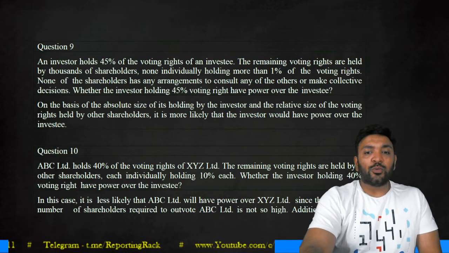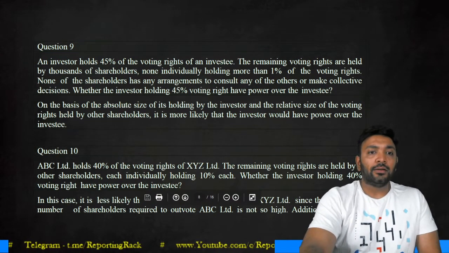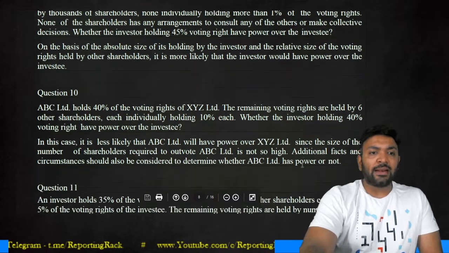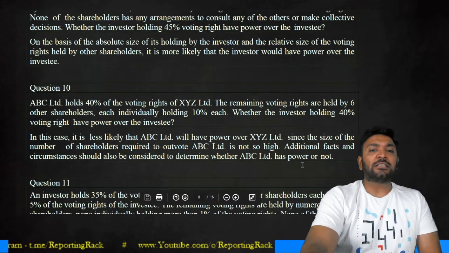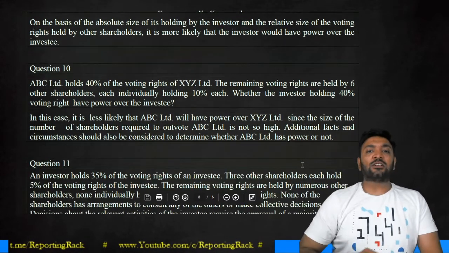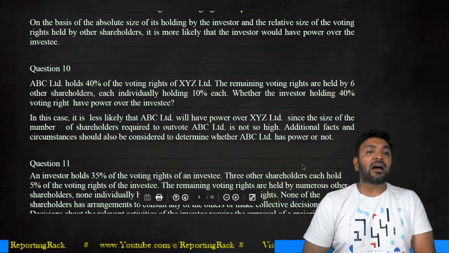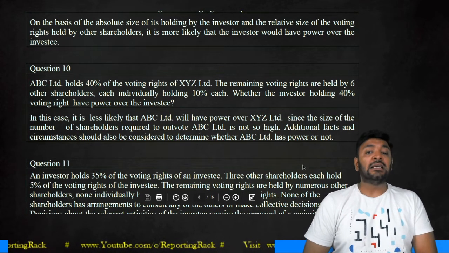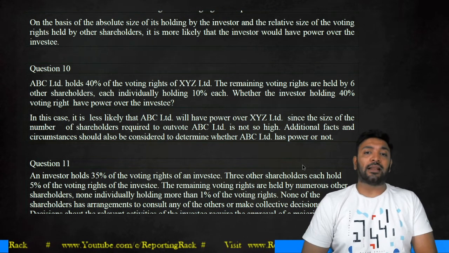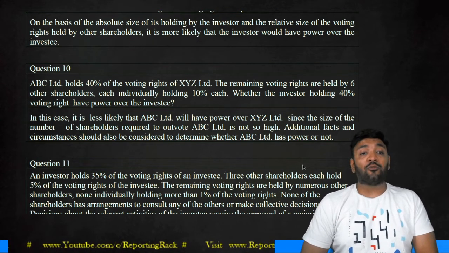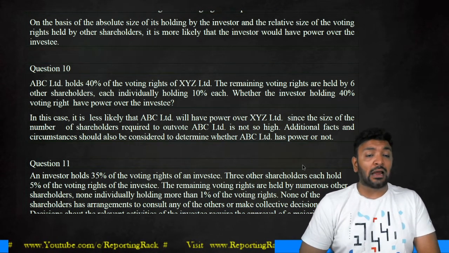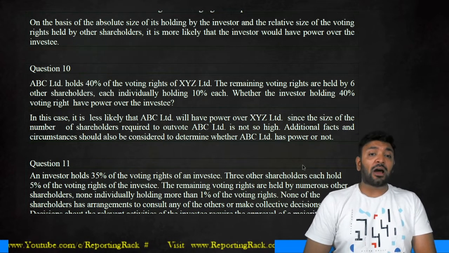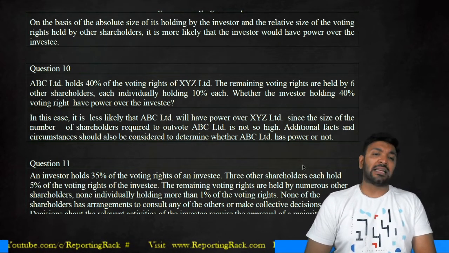Yes, guys, let's continue with question number 10. ABC holds 40% of voting power of XYZ. The remaining voting powers are held by 6 other shareholders, each individually holding 10%. Whether the investor holding 40% has a right to power, voting power has a power over the investee, you can't say that.